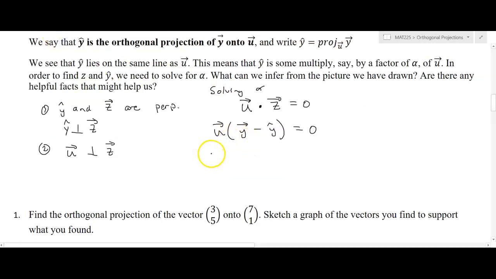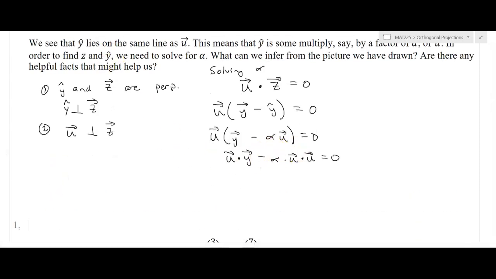Well, before we do that, we said we're going to make a substitution. So y hat is some multiple of u. And already I can see that now I have an equation that involves things I know and only one thing that I don't know that I want to solve for, which is alpha. So if I distribute, I'll have u dotted with y minus alpha times u dotted with u equals 0. And now I can isolate alpha.